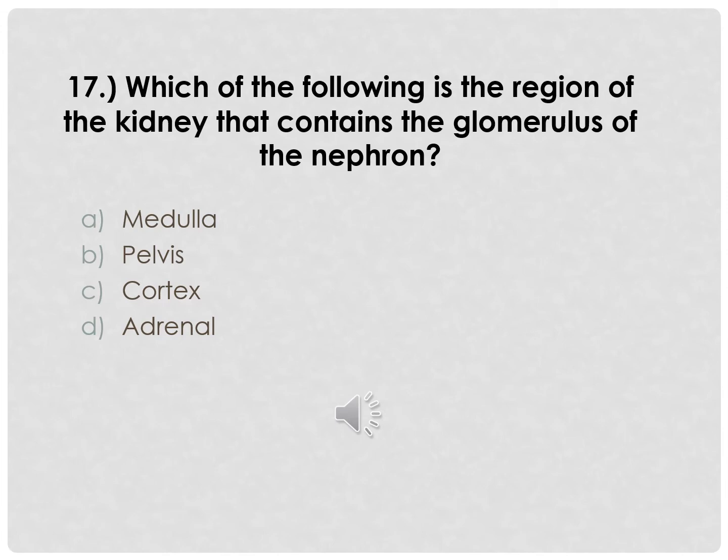So we're left with C, cortex, and A, medulla. The medulla is actually the middle of the kidney, and that contains the loops of Henle and the collecting ducts. But it doesn't contain the glomerular capsule or the glomerulus. The glomerulus is actually located in the renal cortex, letter C.